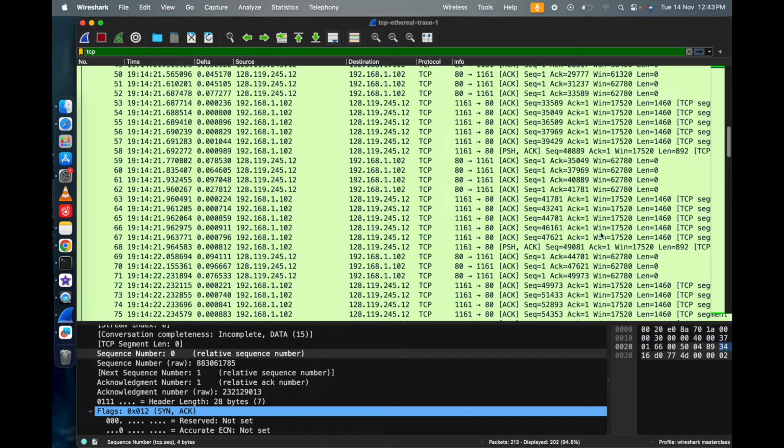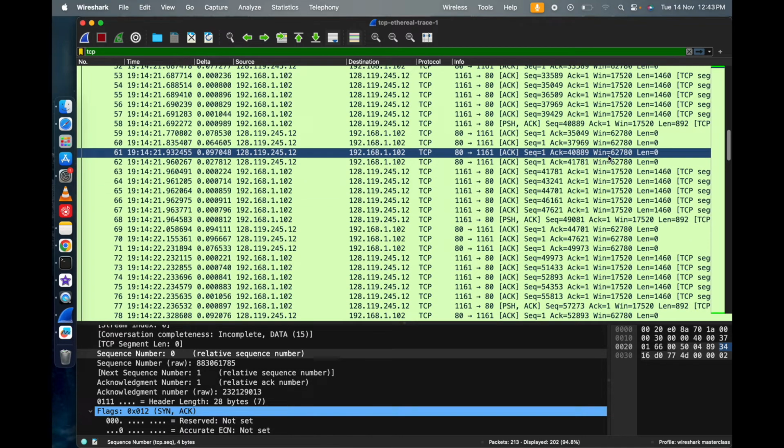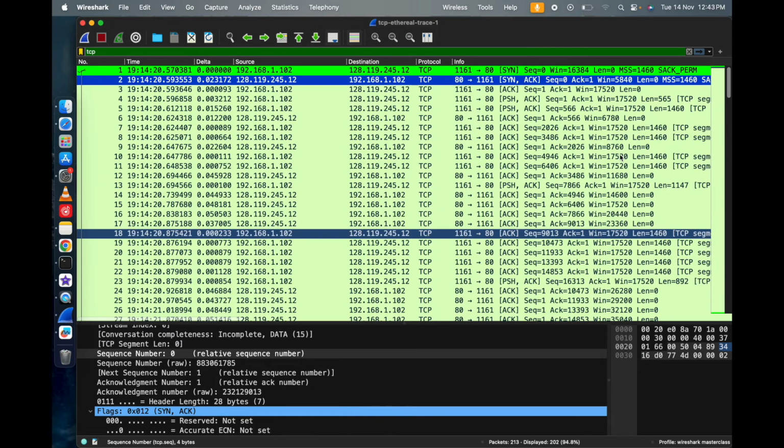It increases until a maximum receiver buffer size of 62,780 bytes, and the sender is never throttled due to a lack of receiver buffer space because of its constant rise.